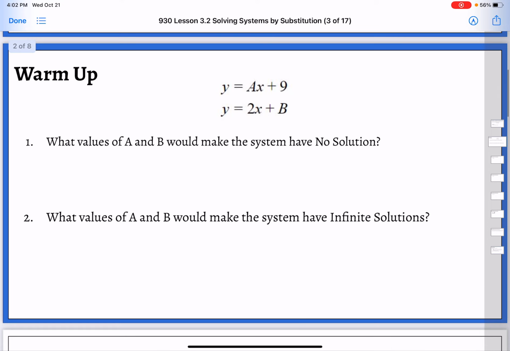Okay, so for a warm-up, we're going to link it back to yesterday's lesson. So here are two equations. Here's our system, but notice in each of the equations we are missing a value. The big capital A is a placeholder for one value, and the big capital B is a placeholder for a different value. Part 1 says, what values of A and B would make the system have no solution? So what numbers would we put into those spots for A and B that would make the system a no solution system? And then number 2 is, what values for A and B would make the system have infinite solutions? So pause your video and see if you can figure that out.